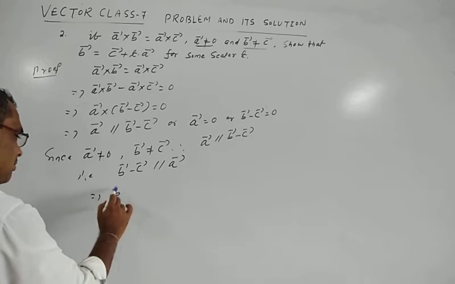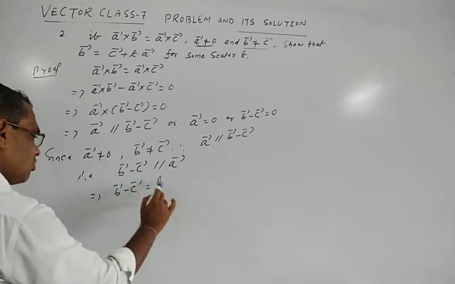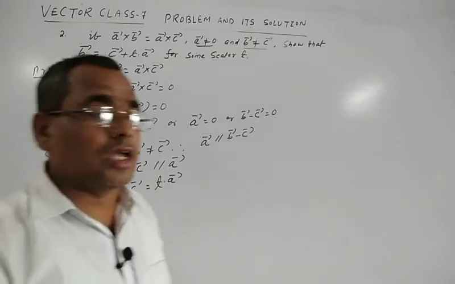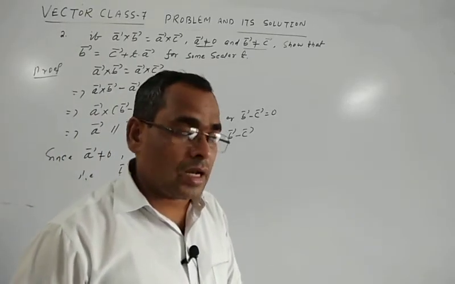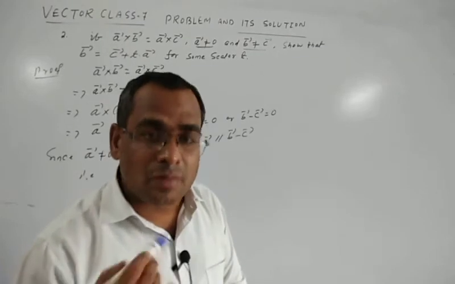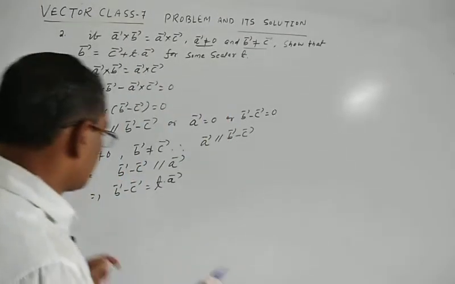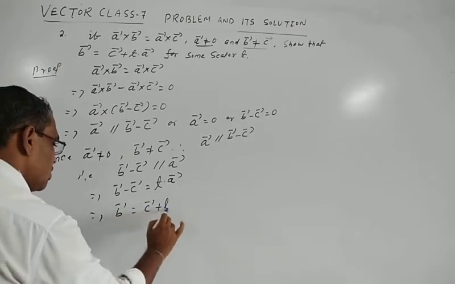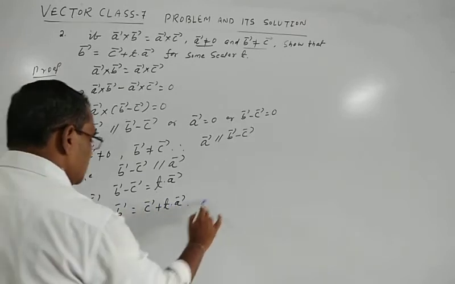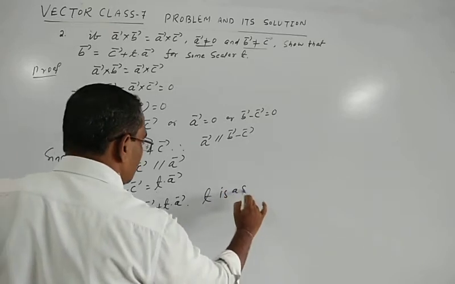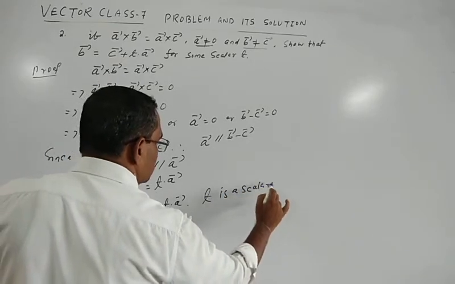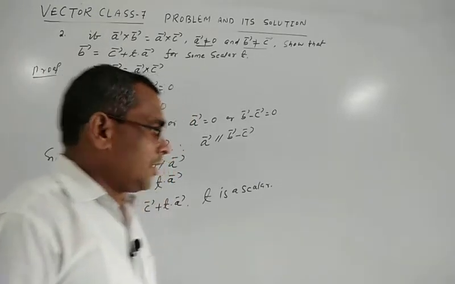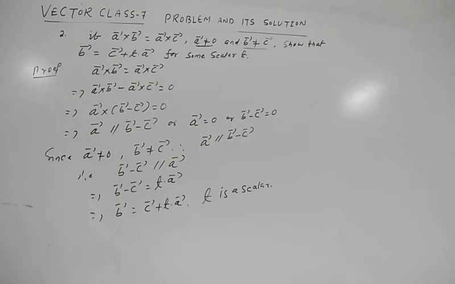That implies b vector minus c vector is equal to t into a vector, because if one vector is parallel to another, then one vector must be a scalar multiple of the other vector. That implies b vector is equal to c vector plus t into a vector, where t is a scalar. Okay, is it clear? Okay, so next question, we do another question.